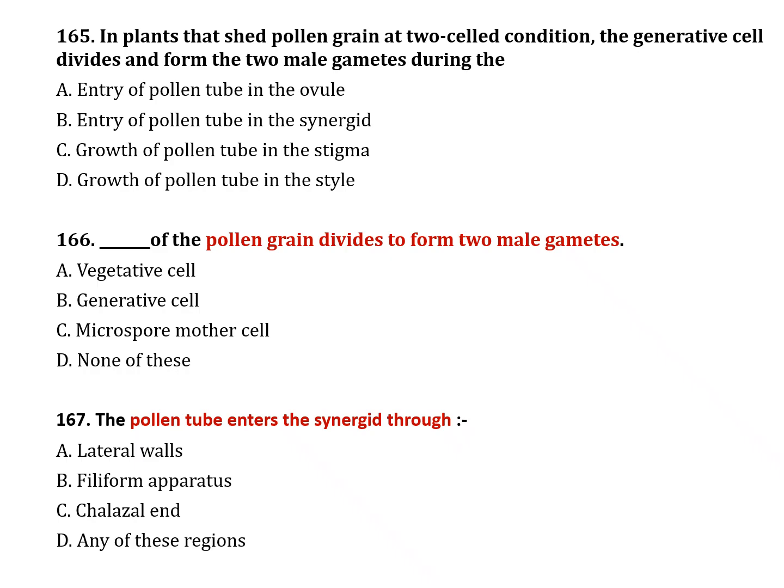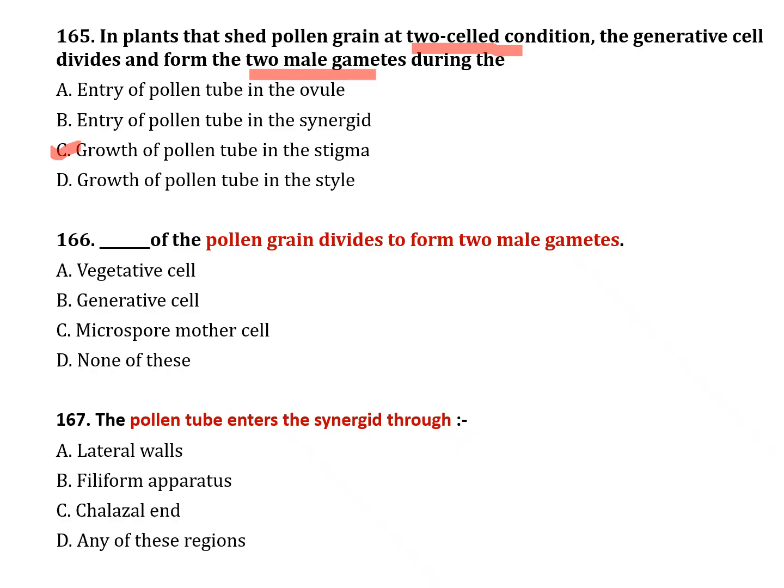The next question, number 165. In plants that shed pollen grain at a two-celled condition, the generative cell divides and forms the two male gametes during option A, entry of pollen tube in the ovule, option B, entry of pollen tube in the synergid, option C, growth of pollen tube in the stigma, option D, growth of pollen tube in the style. Correct answer is option C, growth of pollen tube in the stigma.